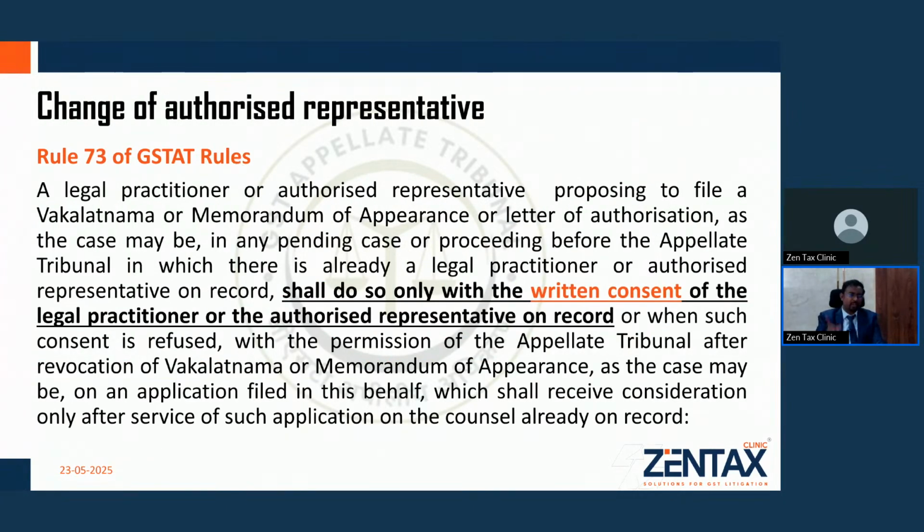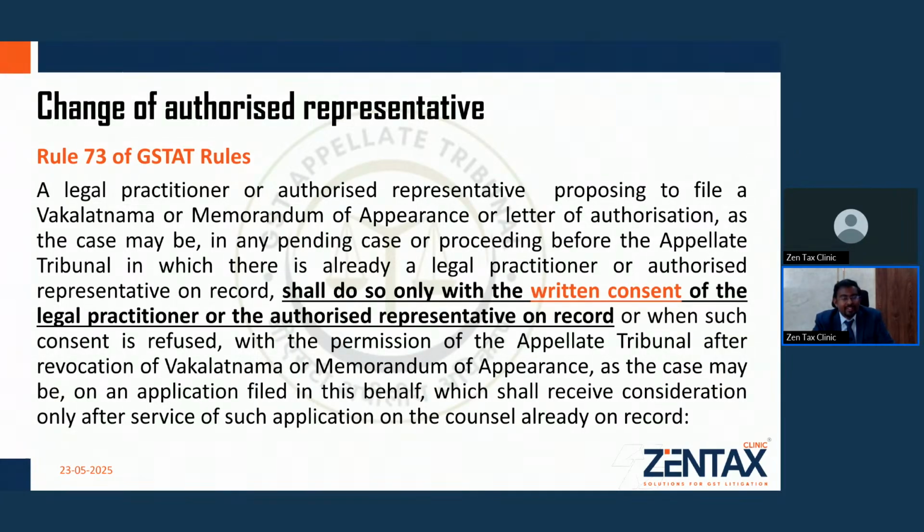Change of authorized representative also has its own set of difficulties. Say you are authorizing X to be your authorized representative, and thereupon you want to change the authorized representative to Y. In such a situation, rule number 73 requires a written consent from X, the person from whom you are changing, to Y. So a written consent from the first appointed legal practitioner or authorized representative is required when you are going to change.